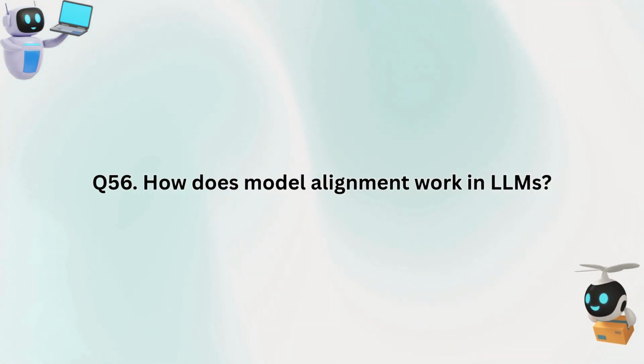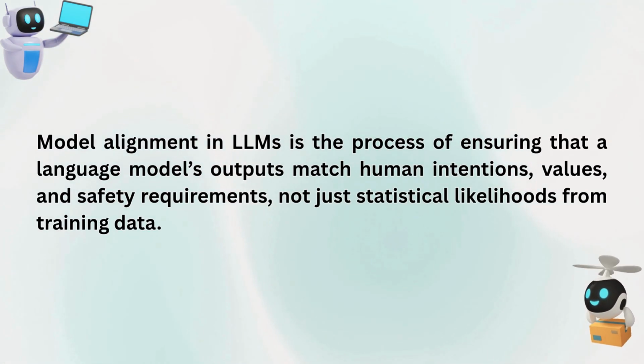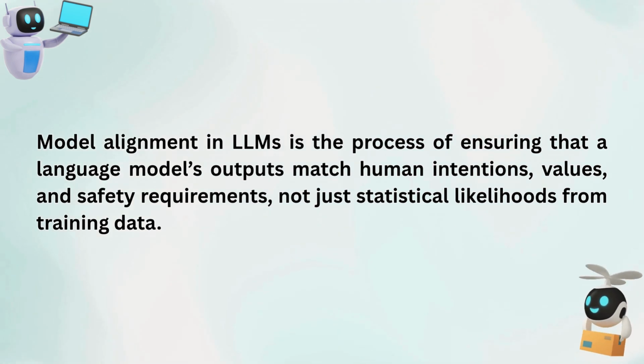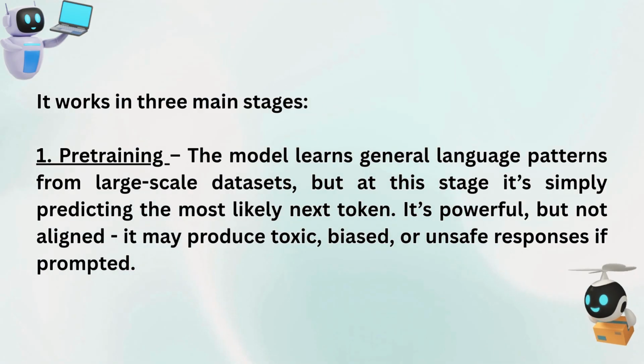How does model alignment work in LLMs? Model alignment in LLMs is the process of ensuring that a language model's outputs match human intentions, values, and safety requirements, not just statistical likelihoods from training data. It works in 3 main stages. 1. Pre-training. The model learns general language patterns from large-scale datasets, but at this stage it's simply predicting the most likely next token. It's powerful, but not aligned. It may produce toxic, biased, or unsafe responses if prompted.